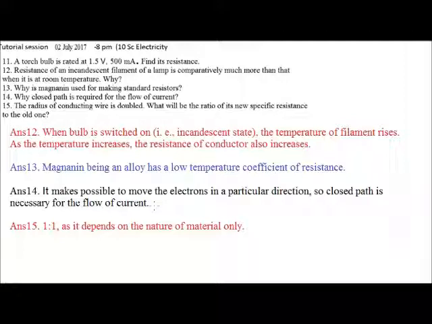Question number 15. The radius of a conducting wire is doubled. What will be the ratio of its new specific resistance to the old one? It remains the same, that is 1:1, as it depends on the nature of the material only. As far as specific resistance is concerned, that remains the same, because we have not changed the material. So naturally, there will not be any change in the specific resistance. So it is 1:1. With this, we finish this tutorial assignment, students.